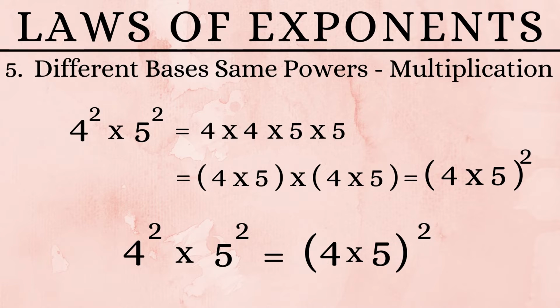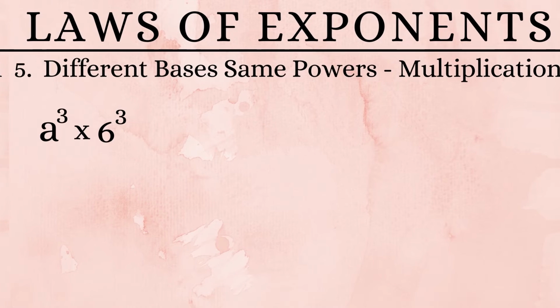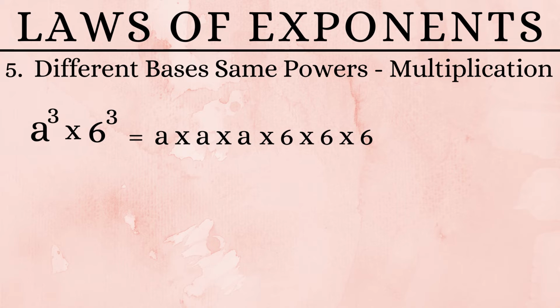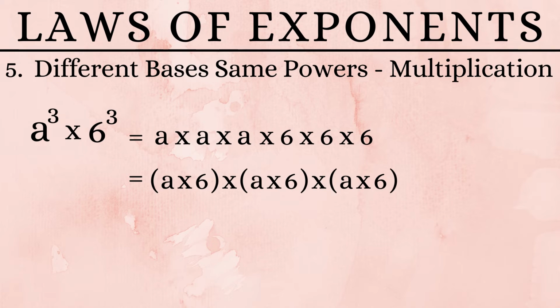Let us check out another example involving a variable. a cube into 6 cube. a cube is expanded as a into a into a, and 6 cube becomes 6 into 6 into 6. Again, with a slight rearrangement, we get a into 6 multiplied 3 times, which is nothing but a into 6 whole to the power of 3.